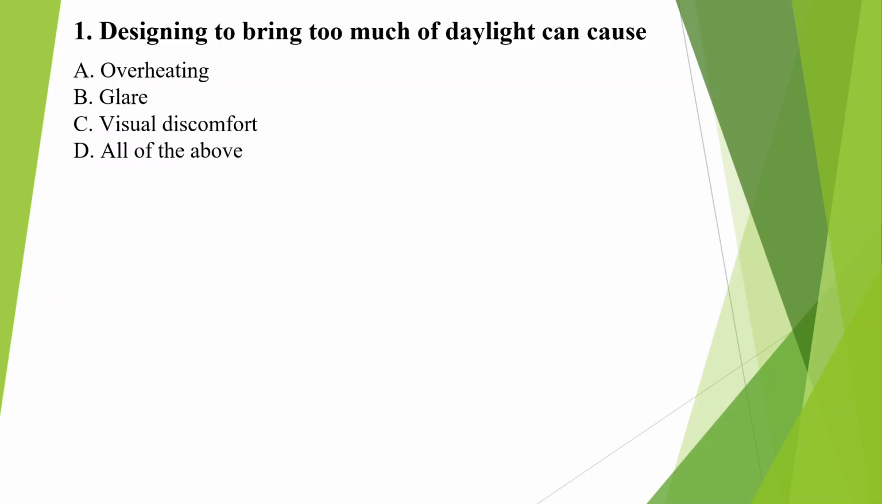There also it was asked that due to excessive daylighting, what effects we can see. There also the correct answer was all of the above, like overheating, glare, and visual discomfort. So whoever is present in this problem solving session can correct their answers, and whoever has already done the assignment questions can easily answer these questions and proceed. So let's move to the second question then.